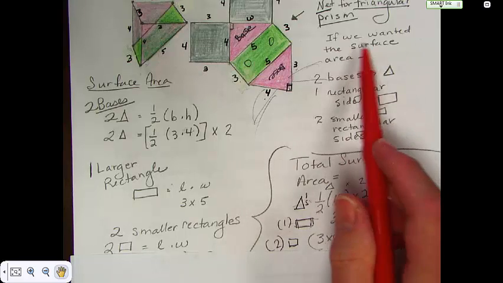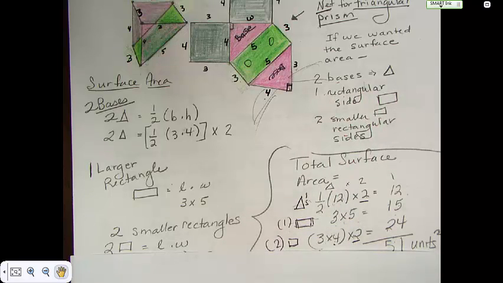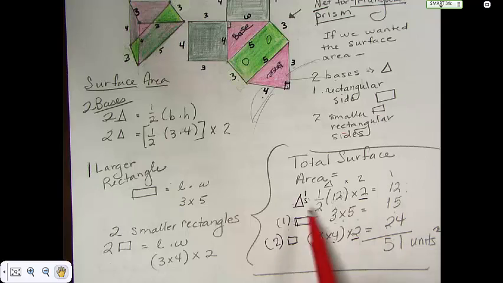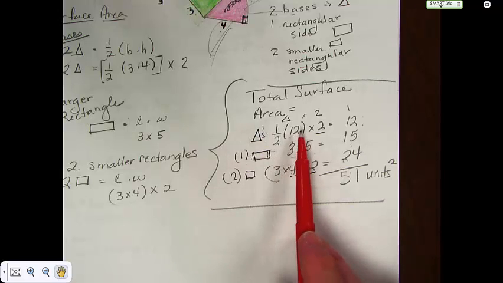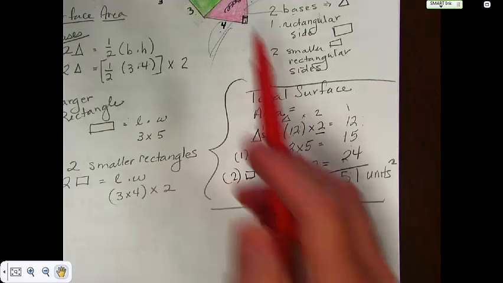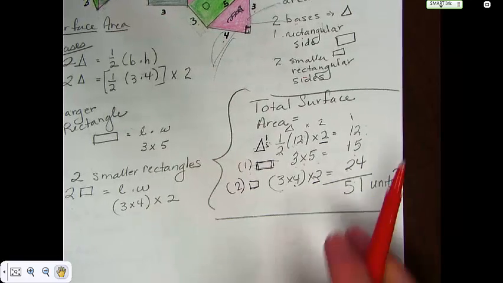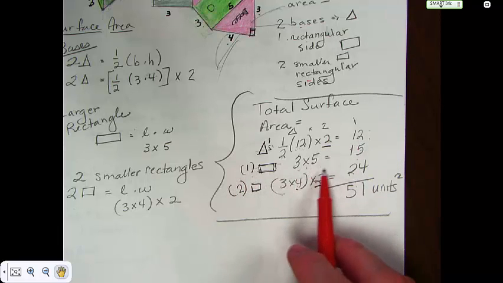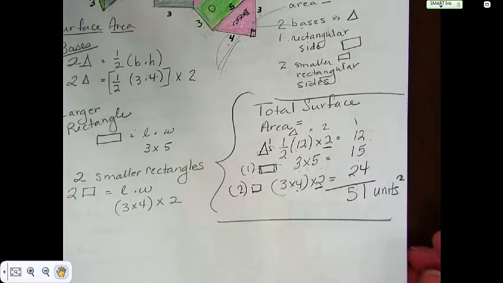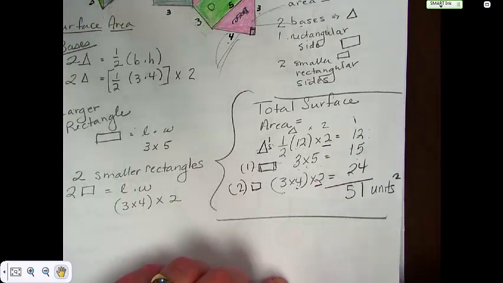Okay, so this is just explaining the 2 bases are triangles, a rectangular side, and the 2 smaller rectangular sides. Here's the total surface area. For the triangles, you have 1/2 times 3 times 4, times 2, and that's going to give you 12. And then you have 1 at 3 times 5, and that will give you 15. And then you have 2 at 3 times 4, and that's going to give you 24. It gives you 24 units.